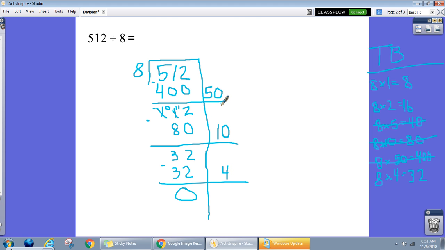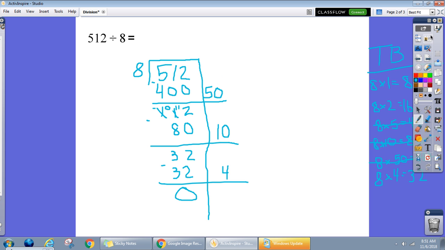Now that I've gotten to 0, I can add up down the side. I want to rewrite it though, because I want to be able to line up my place values. So I have 50, and 10, and 4. So I have 4, 0 plus 4, 5 plus 1 is 6. So 8 times 64 is 512. So this would be my answer.